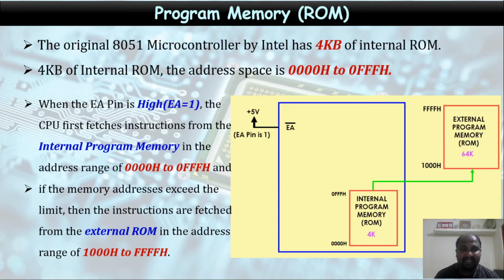So when the EA pin is high, that is EA equal to 1, the CPU first fetches instructions from the internal program memory, that is from the range 40H to 03FH. If the memory address exceeds this limit, the instructions are fetched from the external ROM in the address range of 1000H to 4FH.